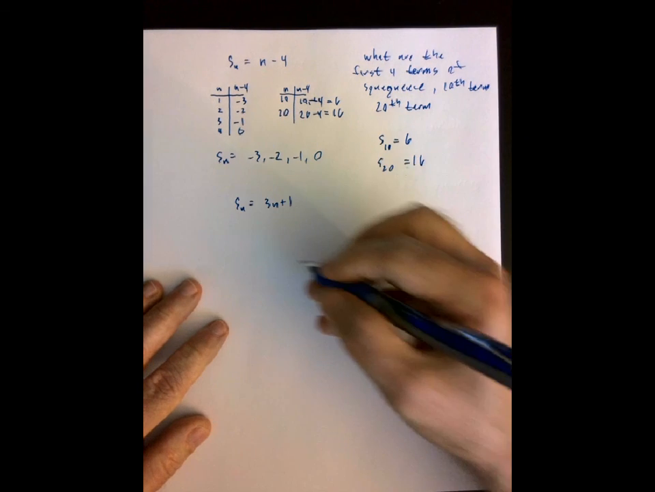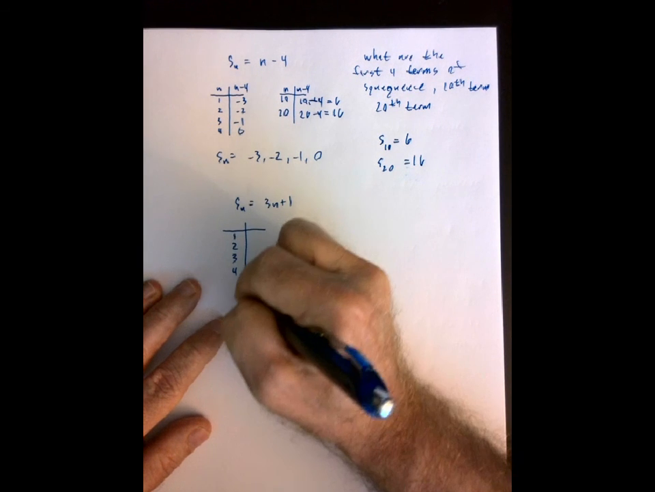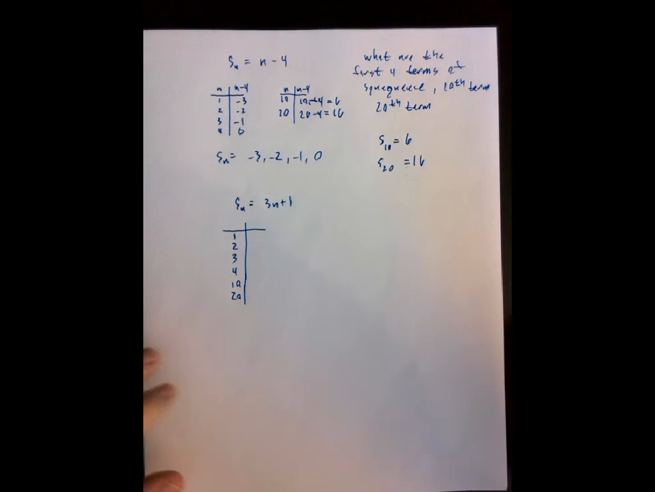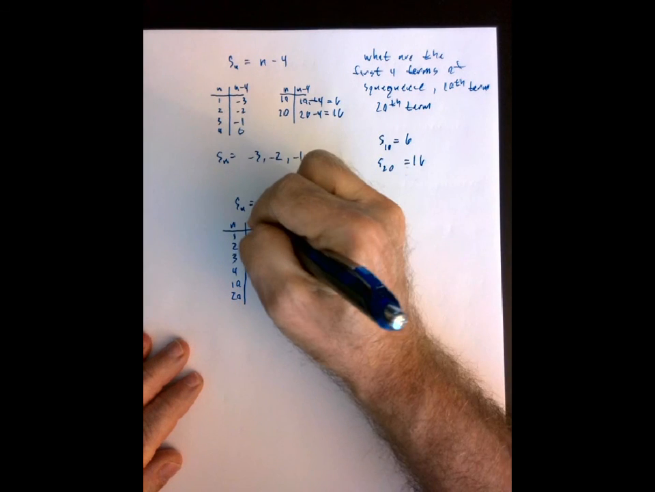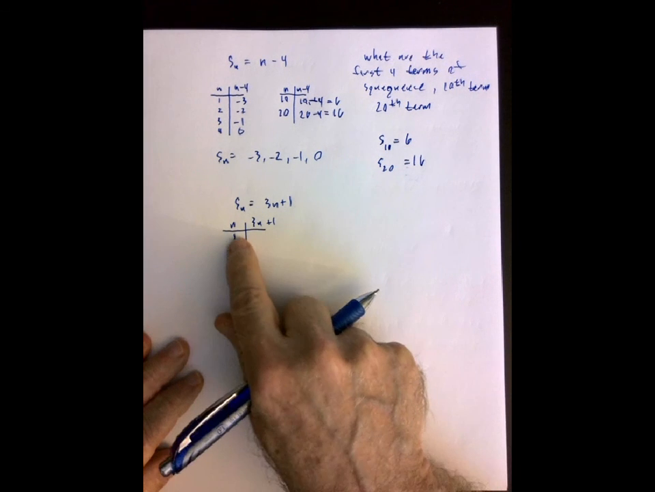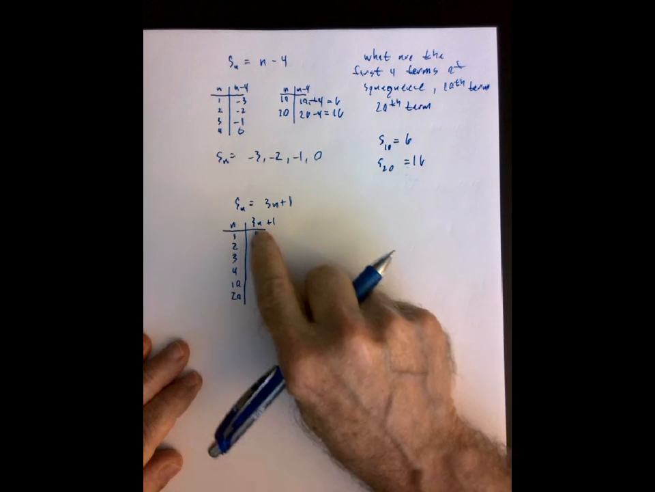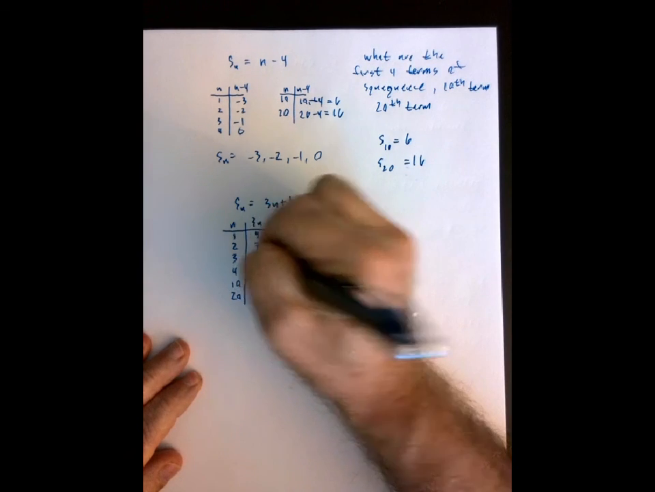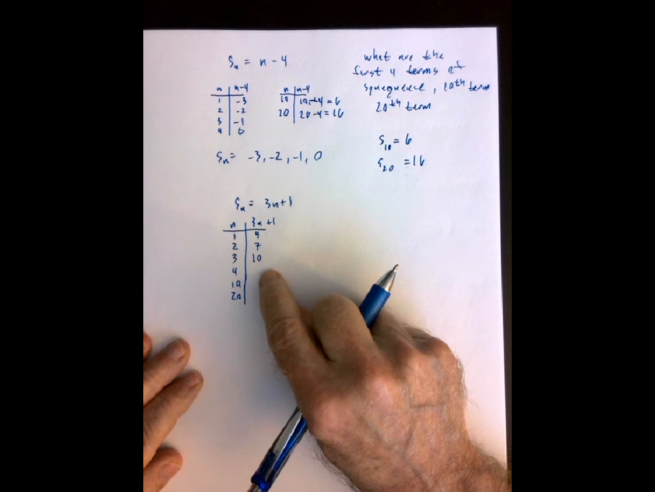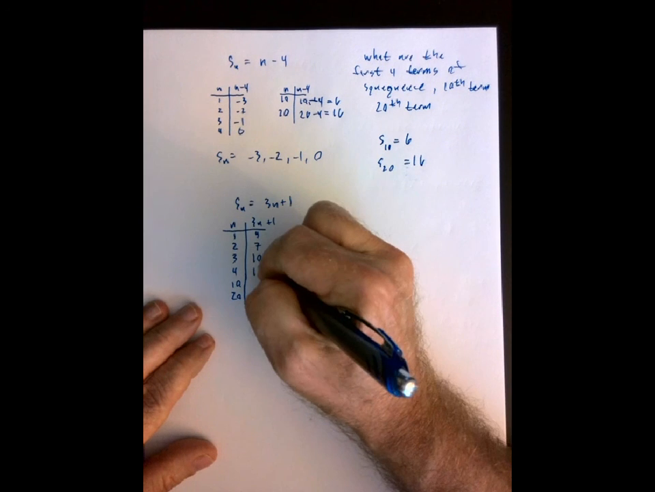Okay, so I'll write a little table here. So this will be 1, 2, 3, 4, and then 10, and then 20. And if this looks like making a t-table, then you're right. It is, just like generating a t-table. Okay, plus 1. So this is 3 times 1, so we put 1 where the n is. 3 times 1 is 3, plus 1 is 4. 3 times 2 is 6, plus 1 is 7. 3 times 3 is 9, plus 1 is 10. 3 times 4 is 12, plus 1 is 13.